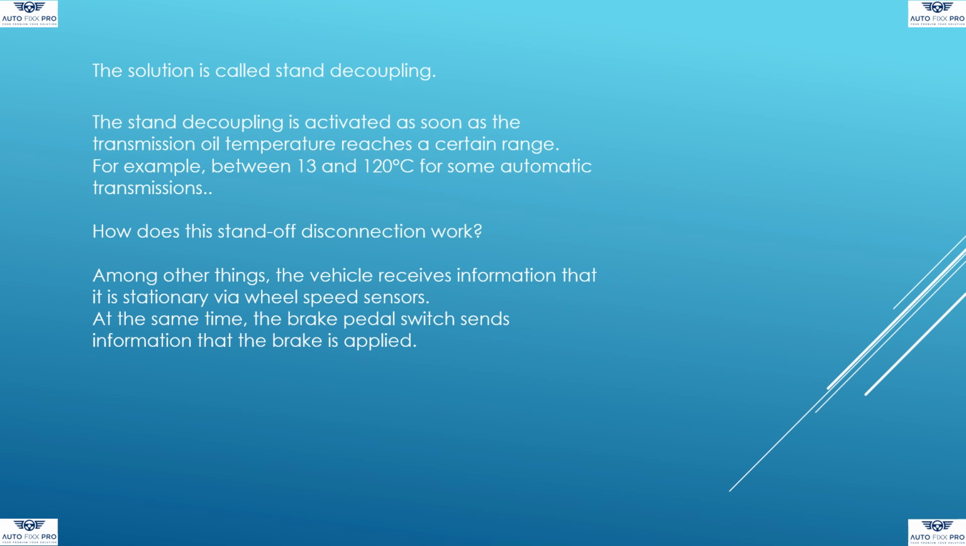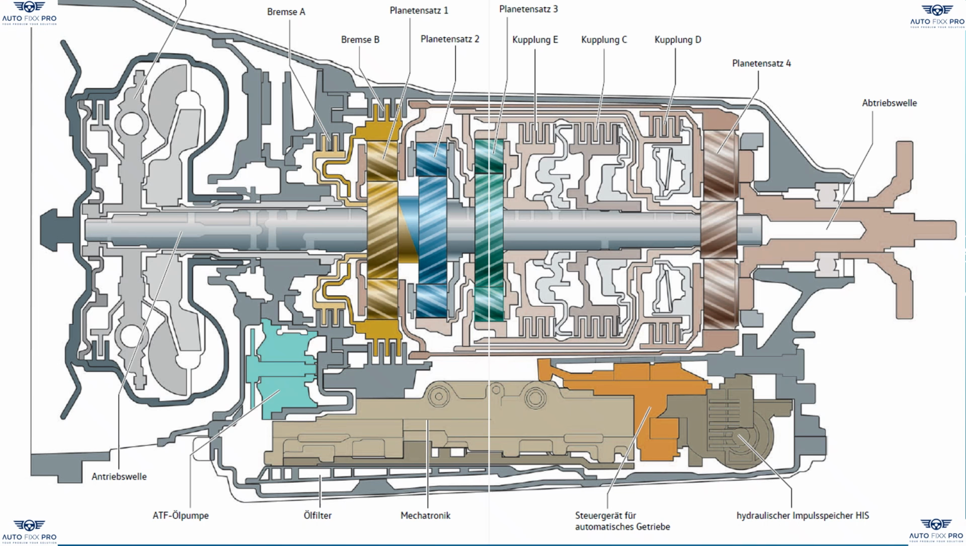Among other things, the vehicle receives information that it is stationary via wheel speed sensors. At the same time, the brake pedal switch sends information that the brake is applied. If the stand decoupling is active, brake B opens. Brake A and clutch C remain closed. This results in the following force curve.